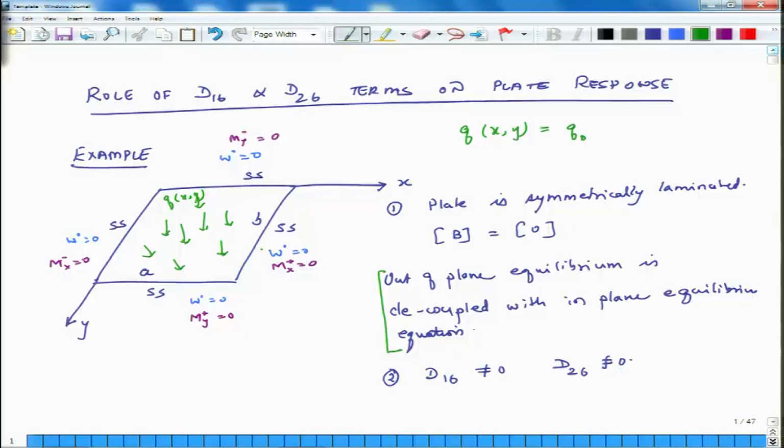So, with that understanding, now we will start exploring how the presence of D16 and D26 influences the solution and other aspects related to the plate. Now, in this plate we had said that it is simply supported on all 4 edges, which means that on all 4 edges the respective moments are 0. So, on the edges x is equal to 0 and x is equal to a, Mx is 0, and on edges y is equal to 0 and y is equal to b, My is 0. Let us see what our solution gives us.